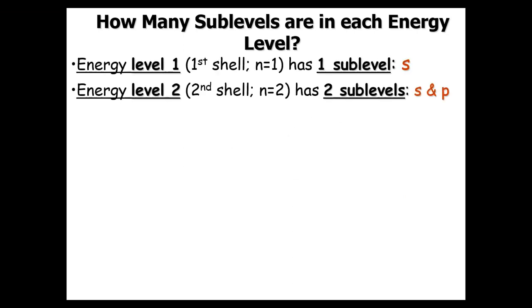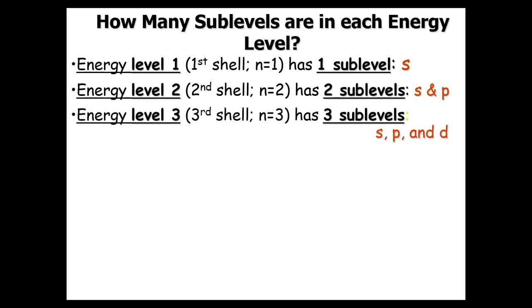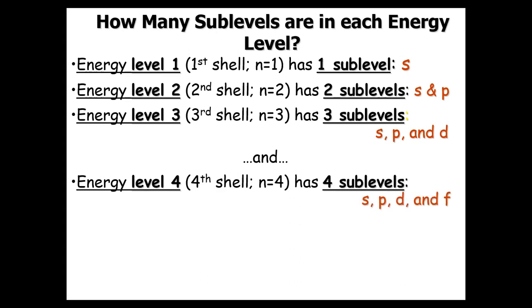Okay, so the first energy level only has one sublevel, that's going to be S. The second energy level is going to have 2, that's S and P. The third is going to have 3, S, P, and D. And the fourth energy level is going to have 4, which is S, P, D, and F.